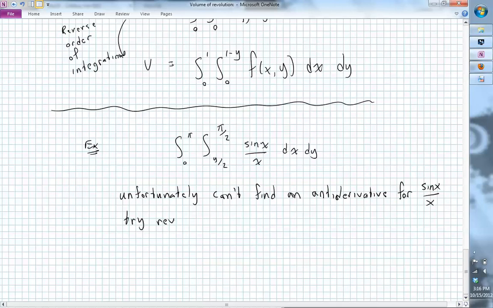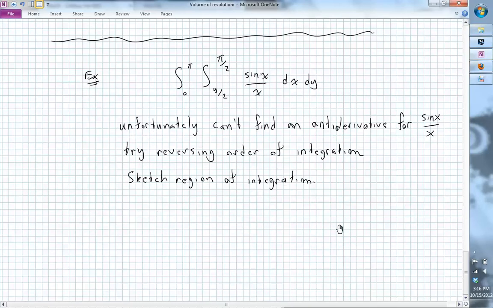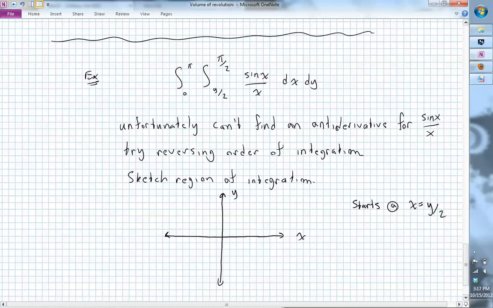Let's try reversing the order of integration. Okay, in order to do that, we need to sketch the region. Okay, so let's do that. Down here in the xy plane again, where we like to walk around. Okay, x, y. Okay, let's think about what this integral is doing, even though we can't evaluate it. We're integrating with respect to x, so we're integrating parallel to the x direction first. And x starts out at y over 2. It starts out at the curve x equals y over 2.